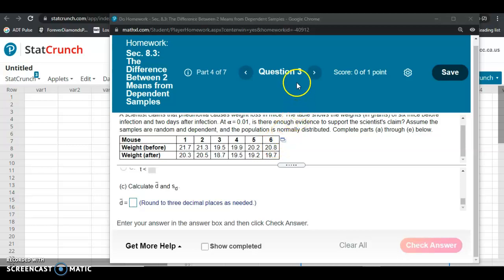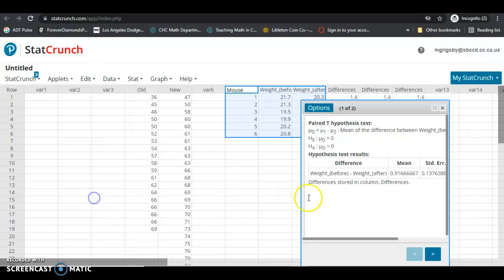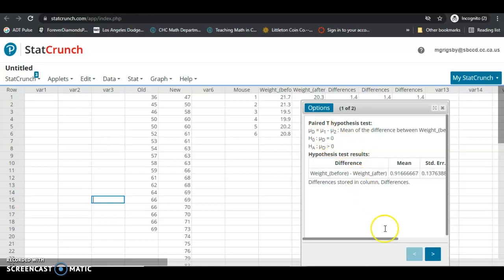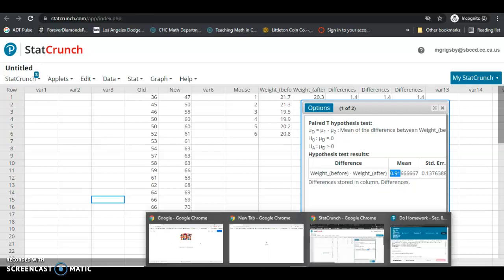Okay, so let's go ahead and finish problem 3 in the homework for section 8.3. Part C is asking us to find the mean of the differences in the sample and the standard deviation of the differences in that same sample. When you look at the output of a paired T hypothesis test, it tells you that you're calculating the differences as the weight before minus the weight after. So the mean of those differences is this number here, 0.916667. That would be the mean that you're looking for in part C.